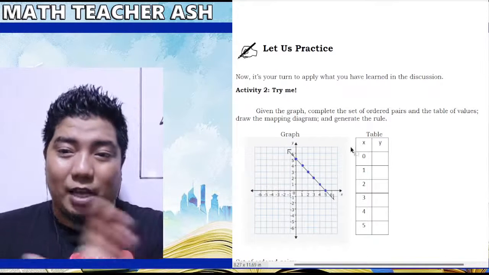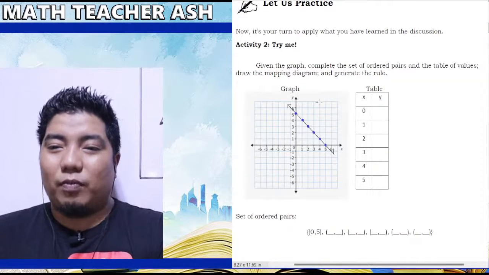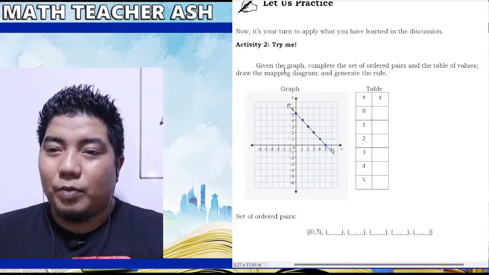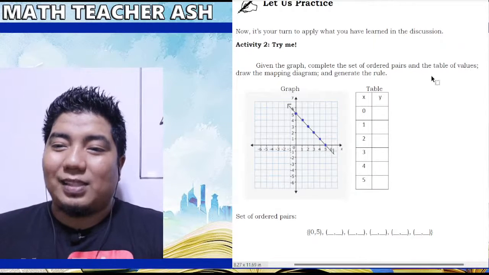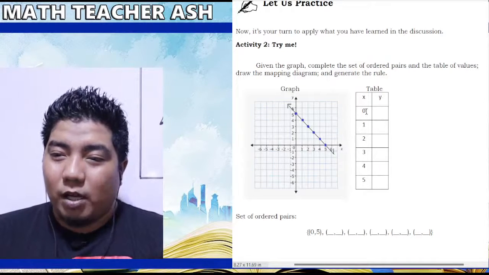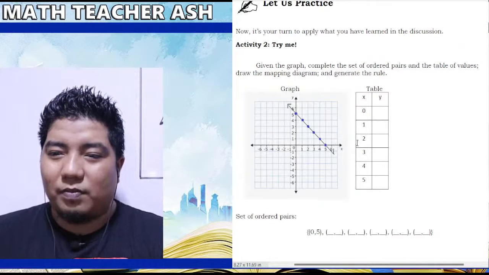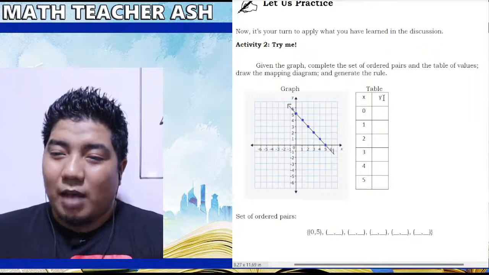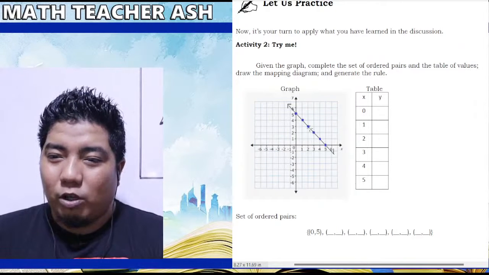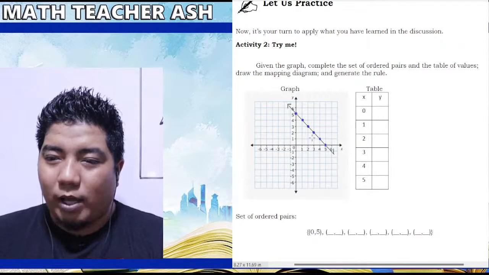This is the time na kayo naman ang mag-solve nito, of course. So, given in the graph, complete the set of ordered pairs. So, itong mga x dito, ito yung nakabase na yan siya dito. So, 0, 1, 2, 3, 4, 5. Okay? So, ngayon, hahanapin nyo si y. So, titingnan nyo lang tong points na to. Saan ba ang y coordinate nito?